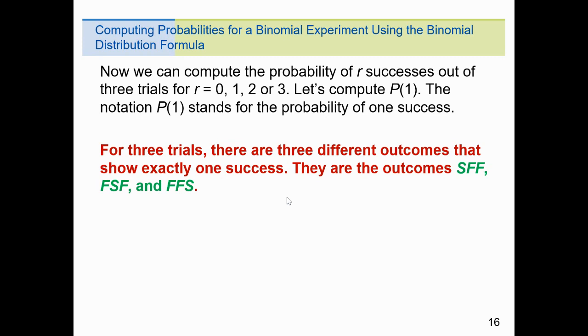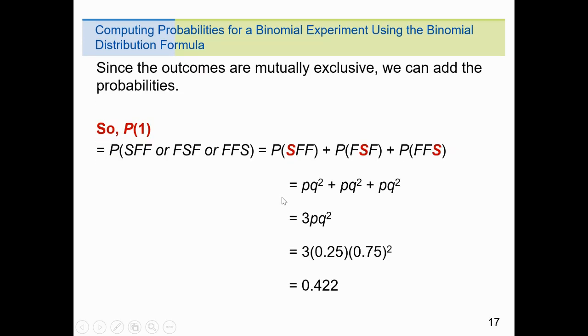For r equals 0, meaning you get none of them right, or 1 or 2 or 3. It says let's start by computing the probability of getting one right. All right, one success. For 3 trials, there are 3 different outcomes that have exactly one success. The first one right, the last 2 wrong. The first one wrong, second one right. Or maybe the first 2 wrong and the last one right. 3 different ways that can happen.